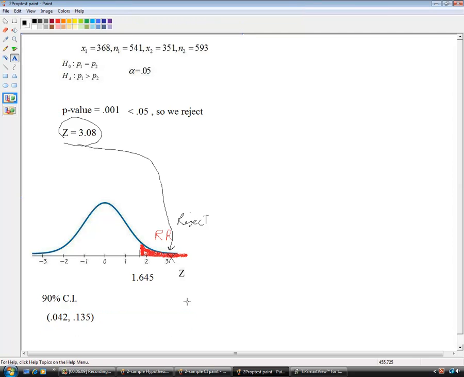So there's our confidence interval. We have a strictly greater than. Both of these are positive. So 0 is not within the confidence interval, and it's strictly greater than 0, so we can reject as well.